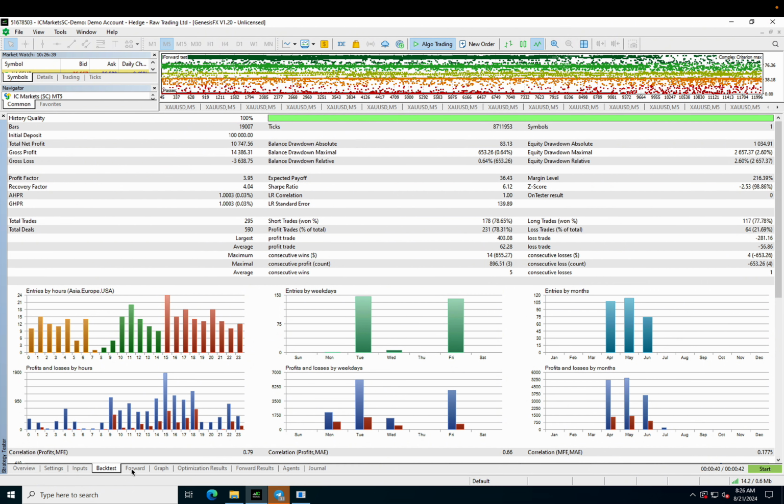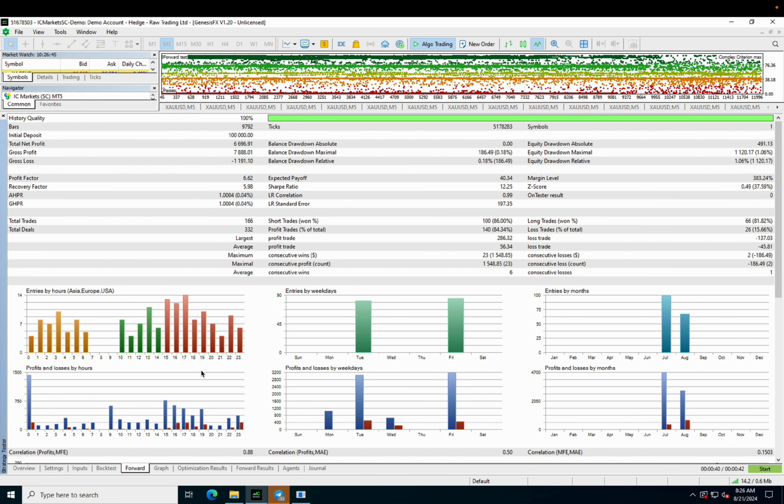And if we take a look at the forward results, we've made 6.7% in total net profit, and our max drawdown was just 1%. You can see here, when I said that we have fewer trades because of the less time that we had in the forward test, we've had 166 trades in total. And if we look here, the win rate is actually a lot higher in the forward test. Shorts are at 86% and our long trades are at 81%, leaving us with an average of 84%.